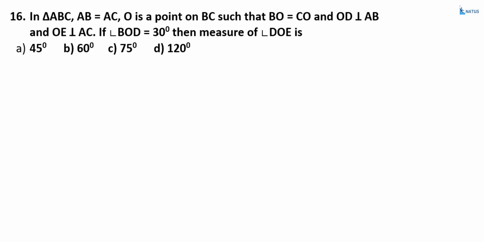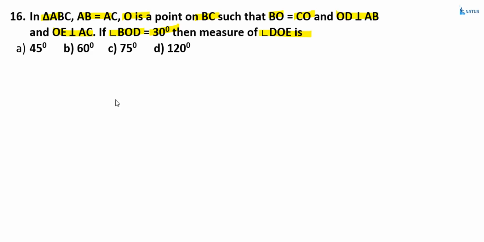16th one. In a triangle ABC, AB equal to AC, O is a point on BC such that BO equal to CO, and OD is perpendicular to AB and OE is perpendicular to AC. If angle BOD equal to 30 degrees, then the measure of angle DOE.